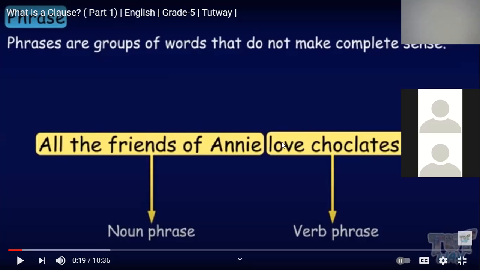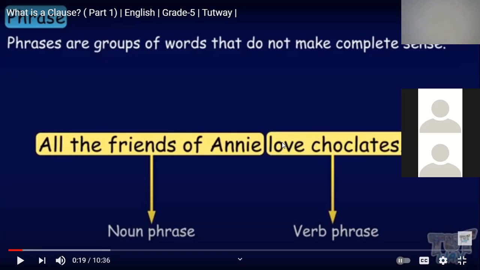So in this sentence, how many phrases do we have? Two. What are they? Noun phrase and verb phrase. Thank you. So the noun phrase starts with what? With all the friends. Does it start with a noun or verb or adjective? Noun. And the verb phrase starts with what? Verb. Thank you.